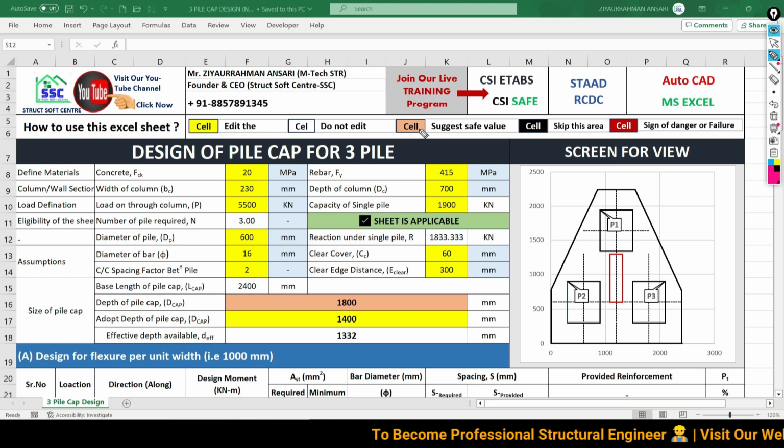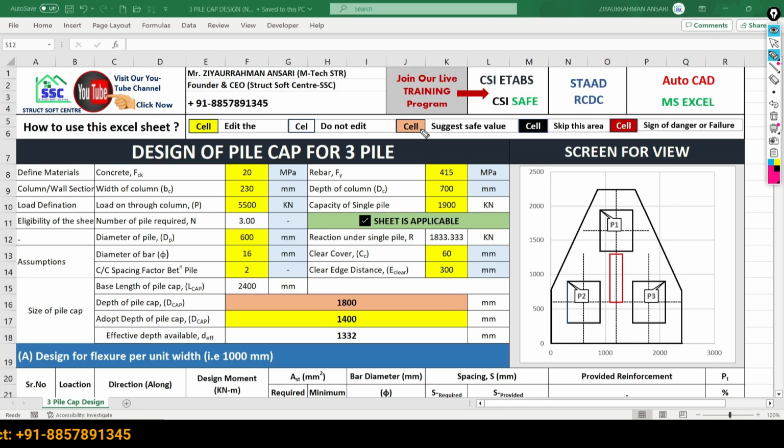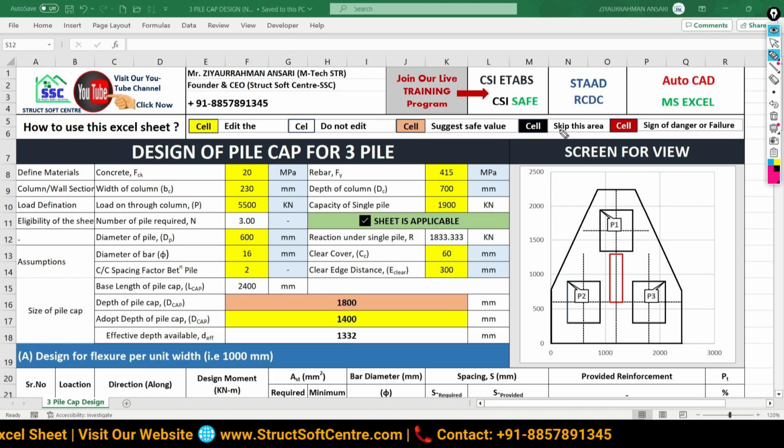And if you are getting the orange color cell, that orange color cell will suggest the safe value for that particular concern. So you can refer to that orange color cell for the further calculation. Thereafter, you may get some black cells or black area, so you have to skip that area and those cells.